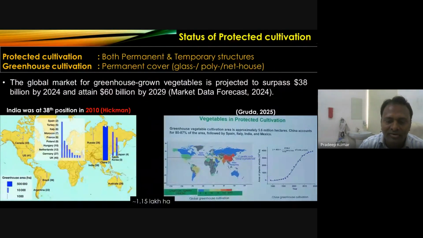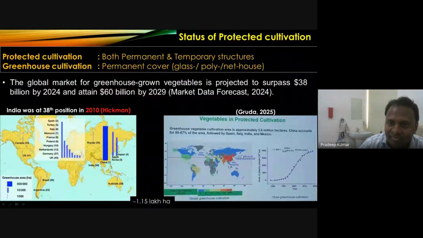Globally, if we look at the status of protected cultivation, India was earlier at 38th place around 10 years ago, in 2020, according to the data. But now globally, the order is China, followed by Spain, Italy, then India. It means we are at 4th position globally. Even our area is around 110,000 hectare, or 1.1 lakh hectare.